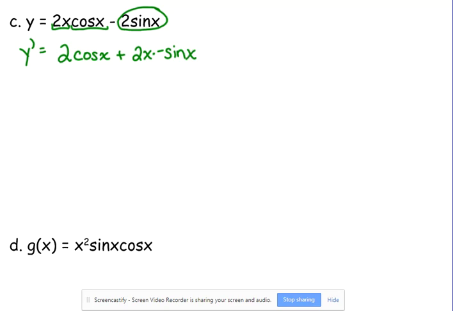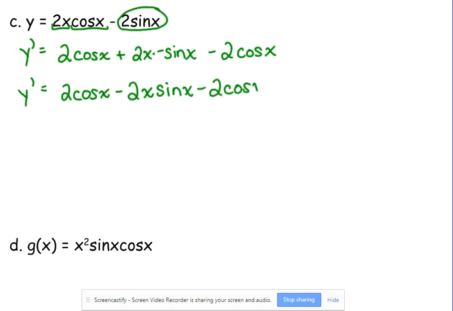Okay, so that takes care of the 2x cosine of x. And then we just have to take the derivative of minus 2 sine of x. So negative 2 is the constant multiple, and the derivative of sine is cosine. All right, let's sort out the negatives really quickly. Nothing happens here. Here, we've got a times the negative sine of x, so let's move that negative in front. And then we've got that down here.